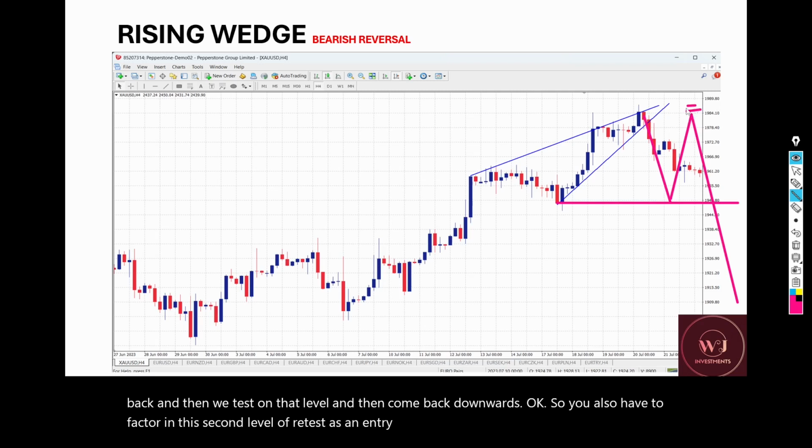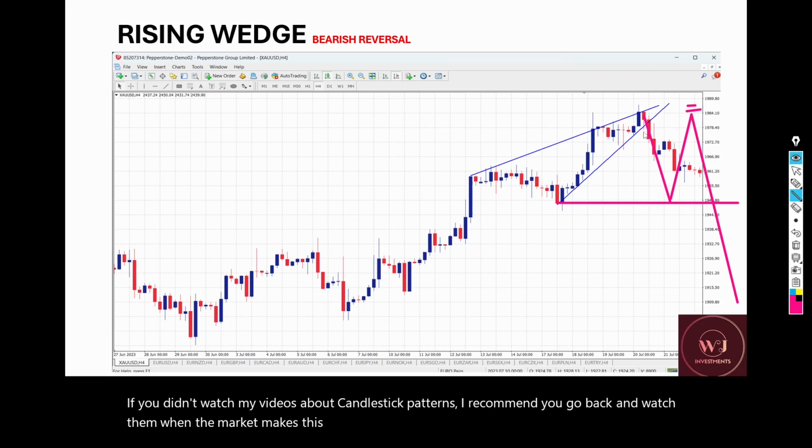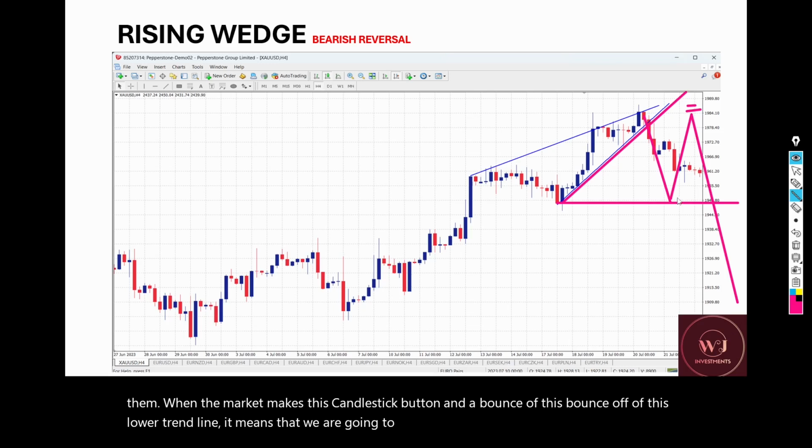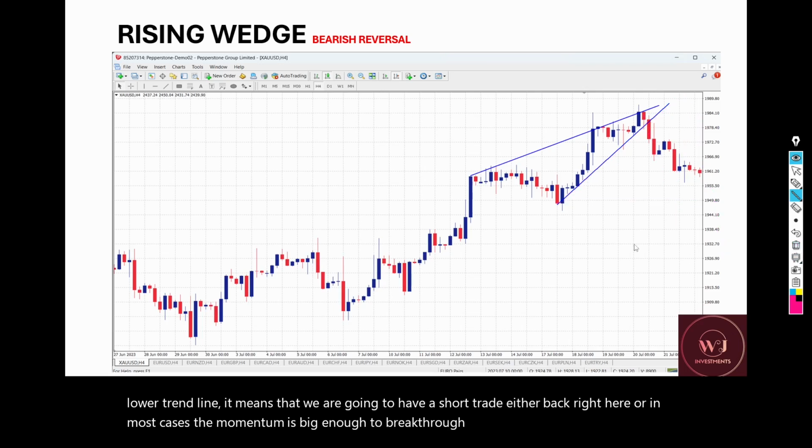When the market makes this second retest and you get a candlestick pattern, if you didn't watch my videos about candlestick patterns, I recommend you go back and watch them. When the market makes this candlestick pattern and a bounce off of this lower trend line, it means that we are going to have a short trade, either back right here, or in most cases the momentum is big enough to break through that previous level of support.